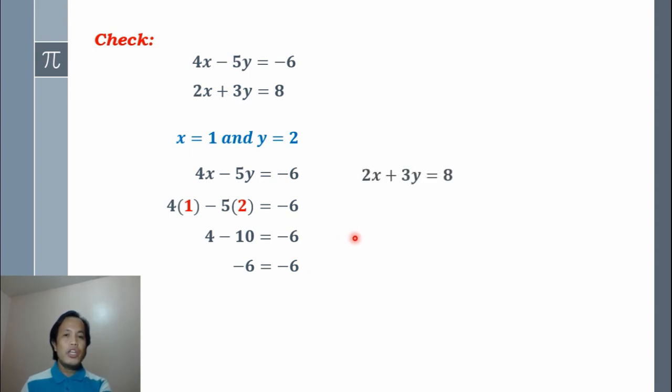Now let's proceed checking equation 2, which is 2x plus 3y equals 8. It's the same process. We substitute the values. So we have 2 times x, which is 1, plus 3 times y, which is 2. To simplify, we will have 2 plus 6, which is equal to 8.